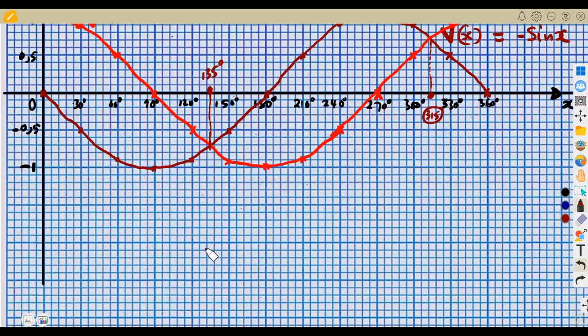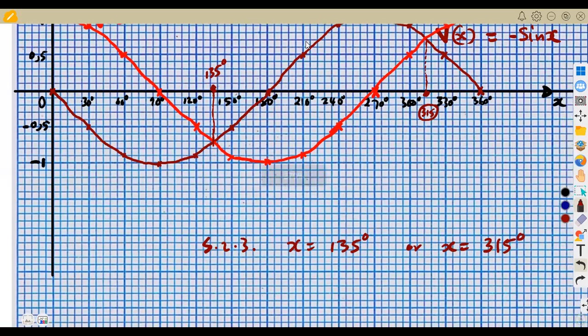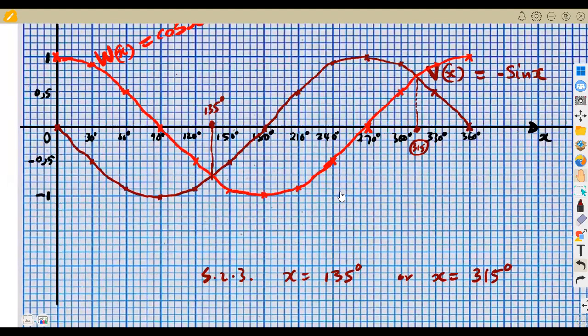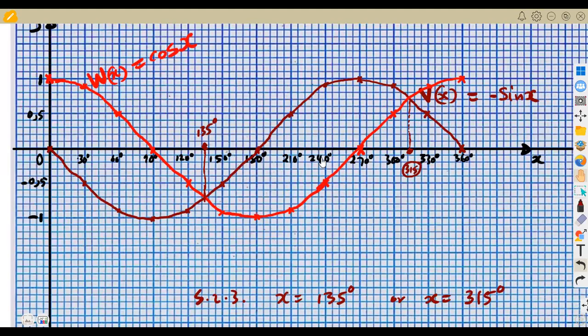So meaning to say, 5.23, we can just say our x value is approximated at the point of intersection at 135 degrees, or another x approximated there at 315 degrees. Okay, so that is what you're supposed to have on this question. The values of x at the point of intersection, that's where the two functions are equal. You consider where the two functions will be equal. That is the condition of what?